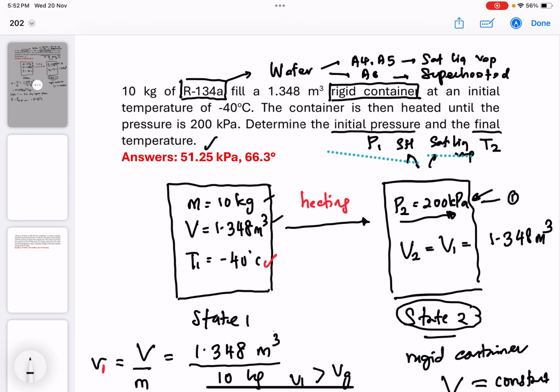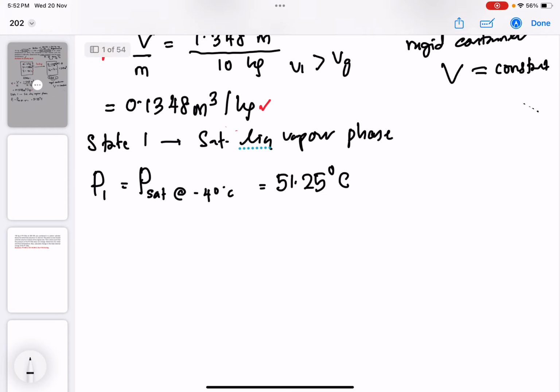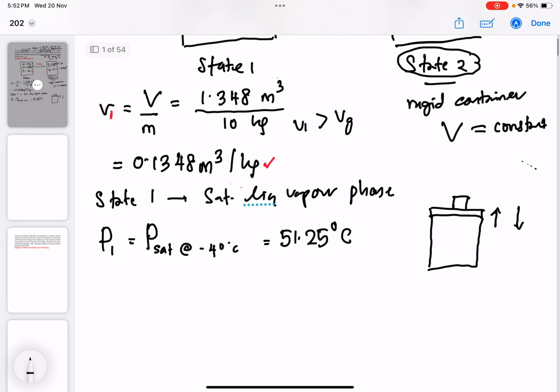What is the opposite of a rigid container? The opposite of a rigid container will be my piston cylinder. So this is my piston cylinder, but if you notice, the piston here can move up or sometimes move down, meaning that the volume here is not going to be constant. If you move the piston down, the volume is going to be reduced, but if you move the piston up, the volume is going to be increased.